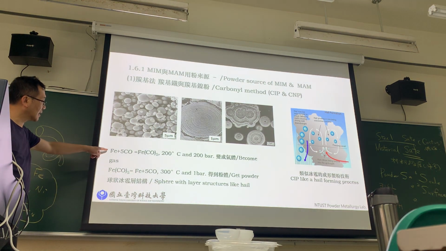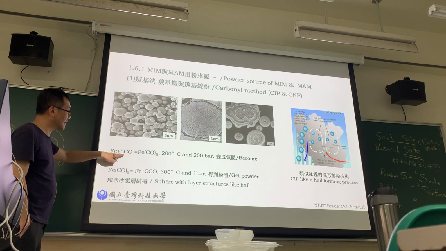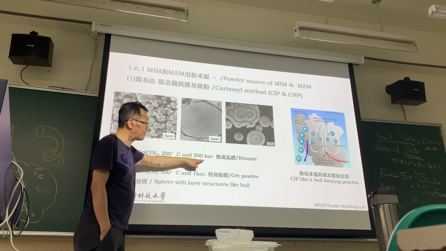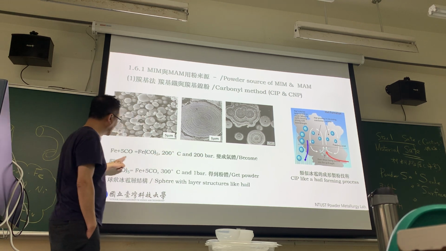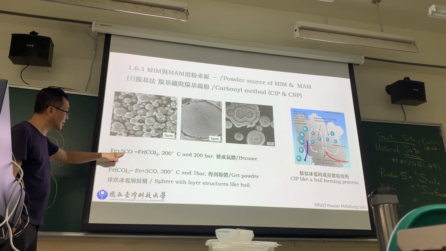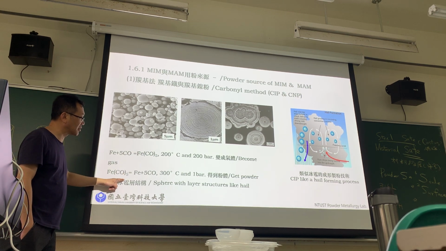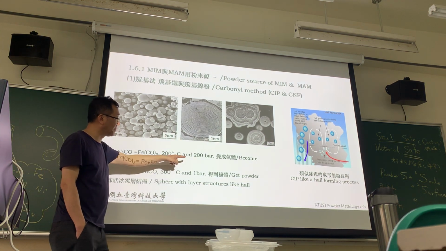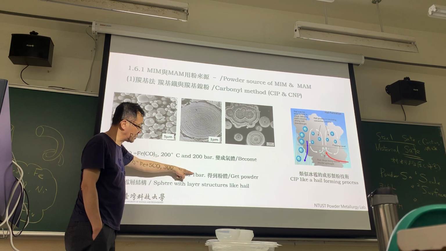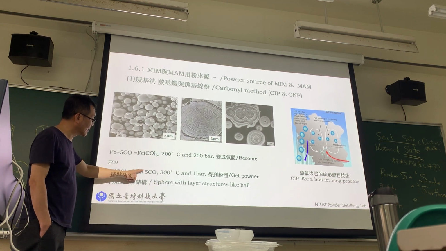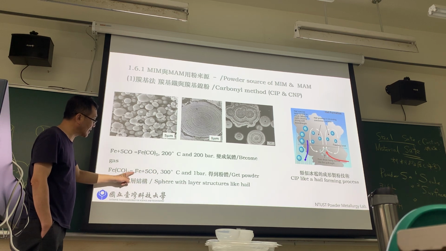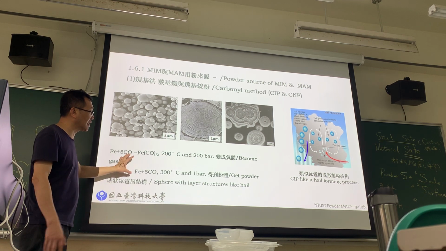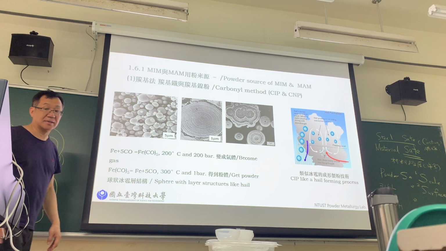Okay, this is iron and 5CO together, at 200°C and 200 bar, it will become a gas. Then we go to the other chamber, we just raise the temperature to 300 degrees C. But the pressure will be lower, then this powder will come out. And this can be recycled. But this powder shape is like a ball. Okay, so we call this process the carbonyl process.